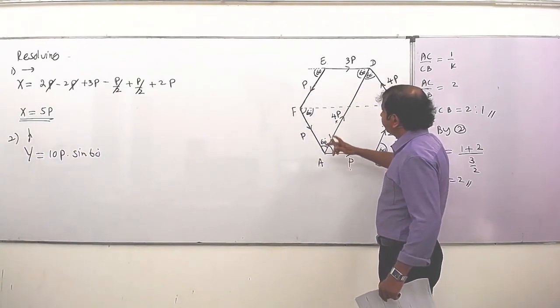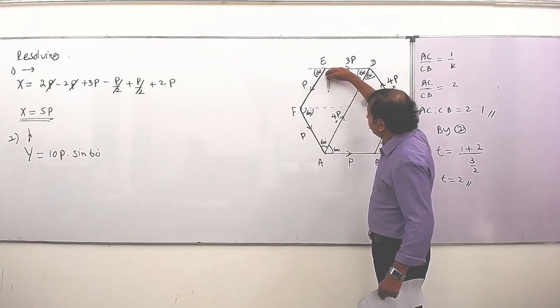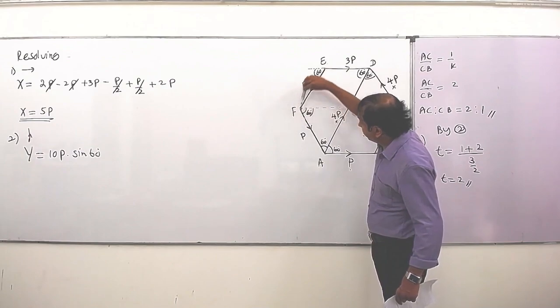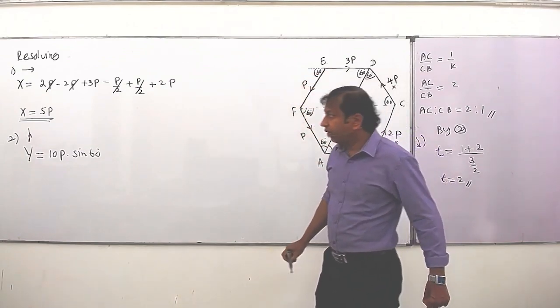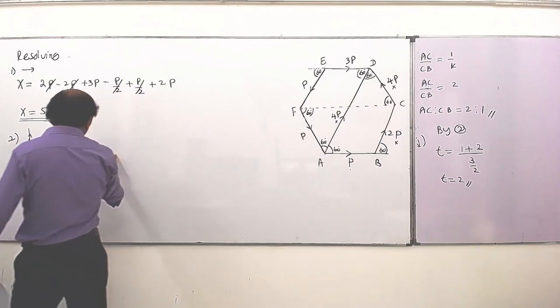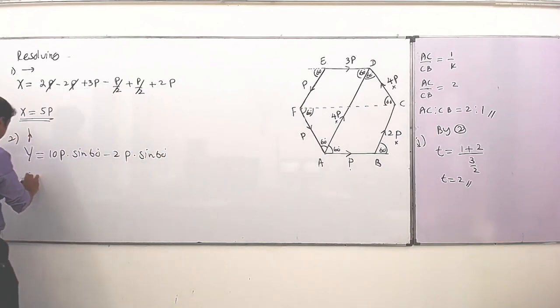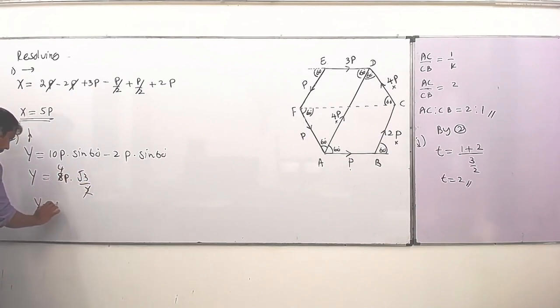Another two forces here. P sine 60, right? P sine 60, both down. Minus 2P sine 60. Right. Y. 10P, 2P, 8P. Sine 60 is root 3 by 2. Cancel down like this. Y is 4 root 3 P.